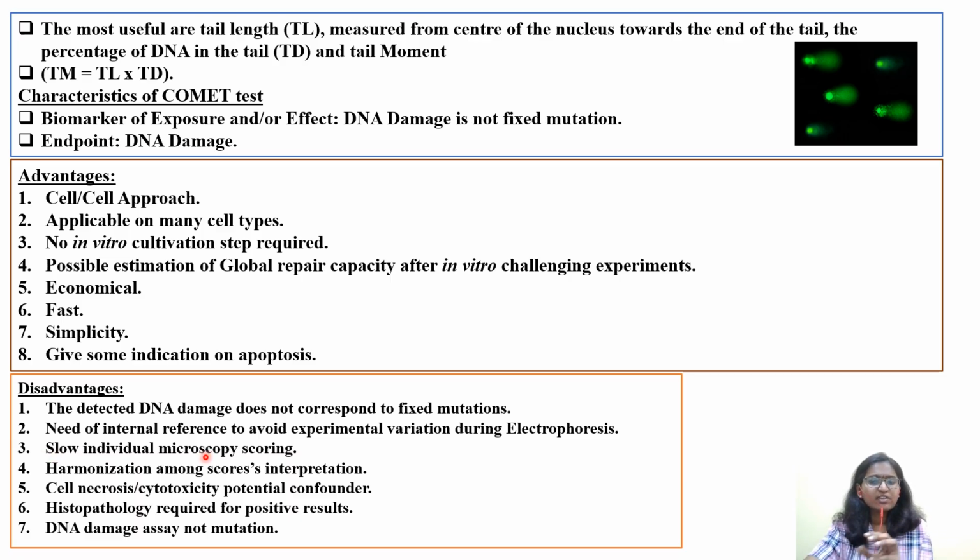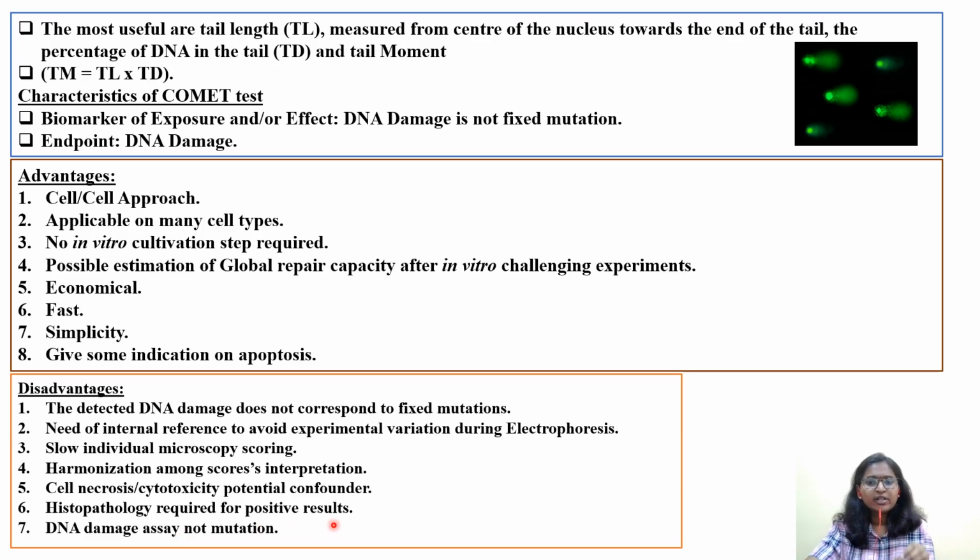Scoring is a problem. Whether you see irritation-type scoring or sensitization-type scoring, it differs from subject to subject. Certain things might appear red to me, but to another individual it might not appear to be red. It is subjective variation, as we keep saying. Individual microscopic scoring is slow, as the number of cells to be counted will be more. There is also harmonization among scores, interpretation, and cell necrosis and cytotoxic potential as confounders. Histopathology is required for positive results.